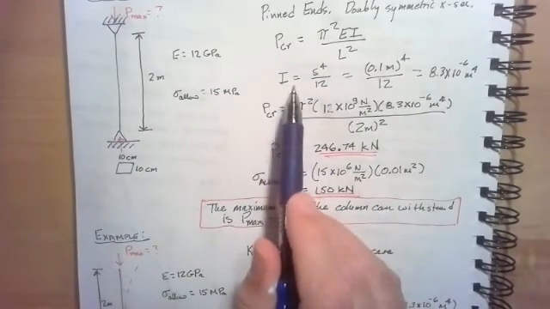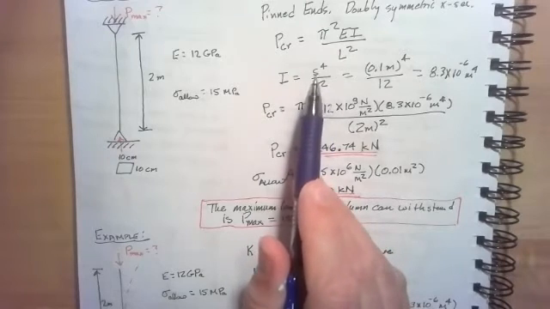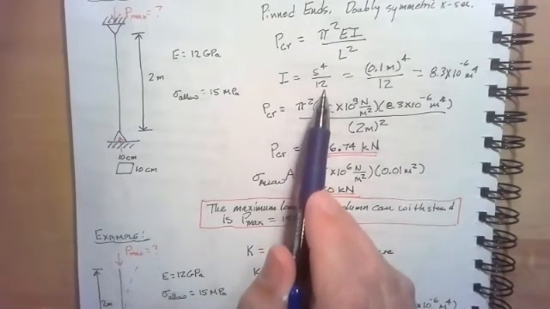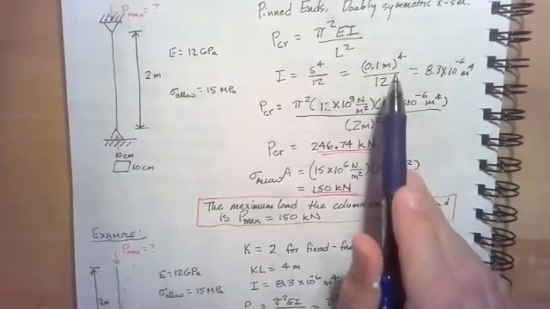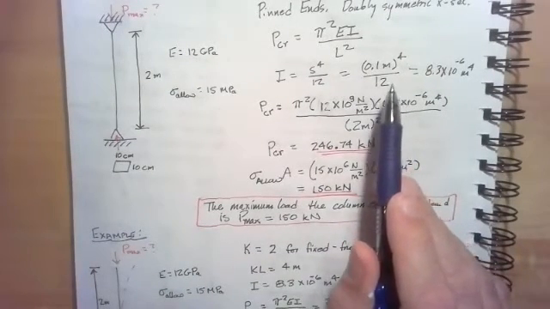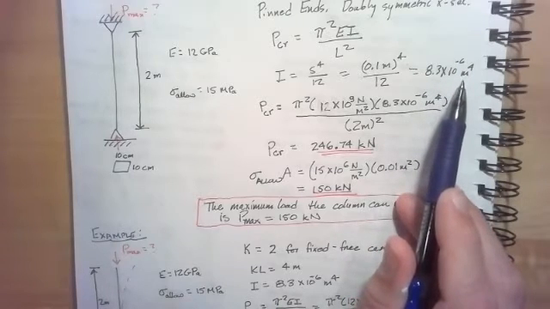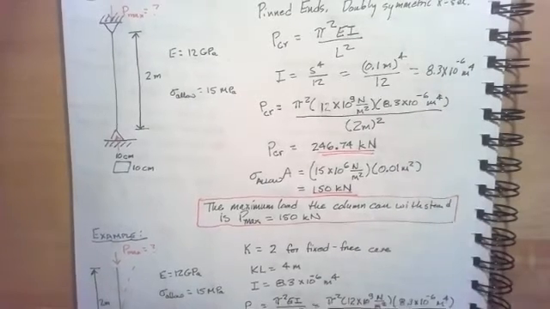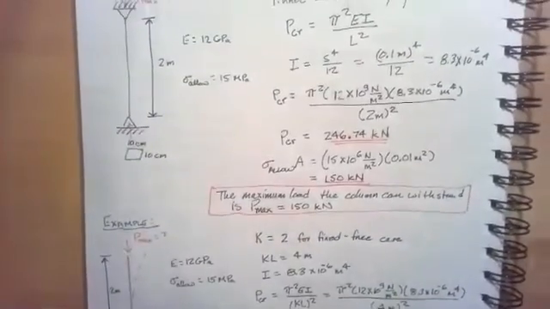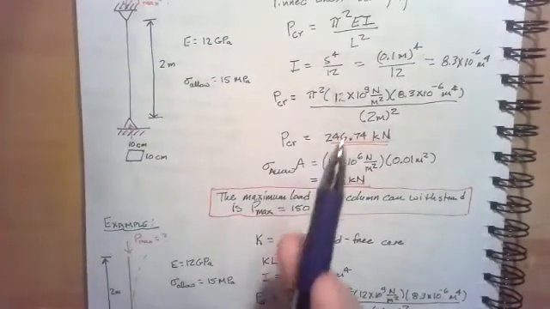All right, so what's I? That's BH cubed over 12, or in this case, since B and H are the same, S to the fourth over 12. That's 0.1 meter to the fourth over 12, or that is 8.3 times 10 to the negative sixth meters to the fourth. We now have everything that we need to figure out the buckling load for the column.